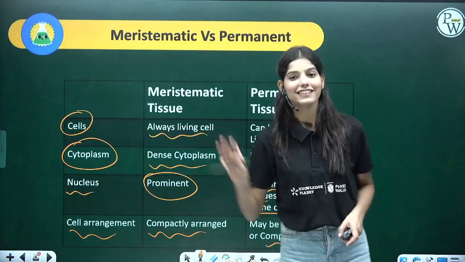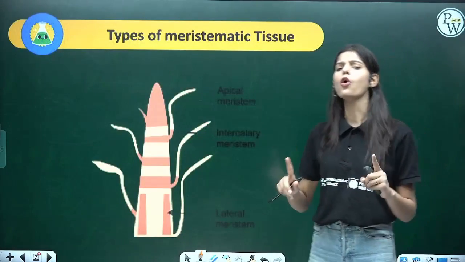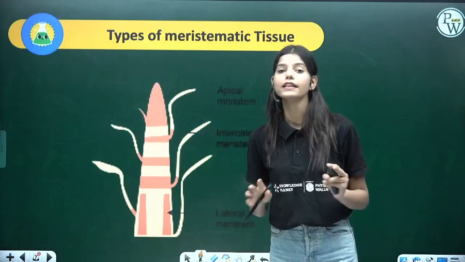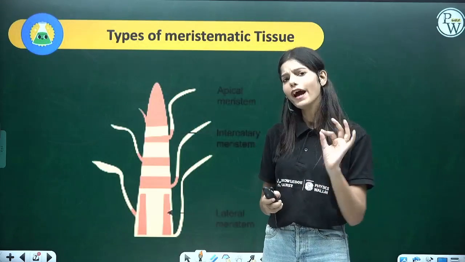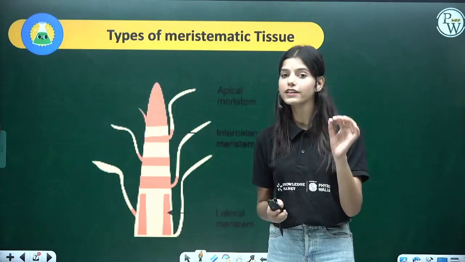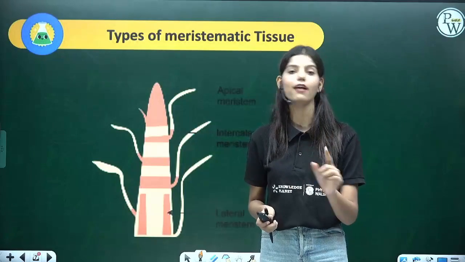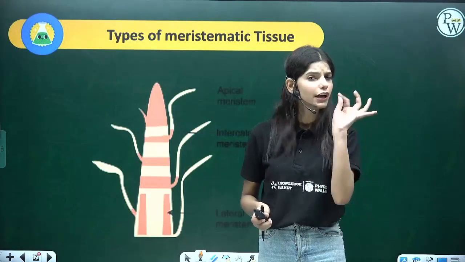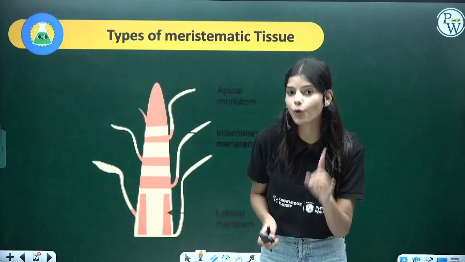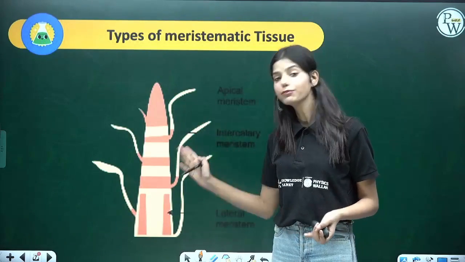Alright, guys, now let's talk about the types of meristematic tissue. On the basis of location, there are three types of meristematic tissue. We have learned plants have growth in limited regions, right? So in certain regions, plants have growth, and in those regions, plants have meristematic tissue, or you can say dividing tissue, which helps it to grow. Now here if you see in this picture, we have three types of meristematic tissue.